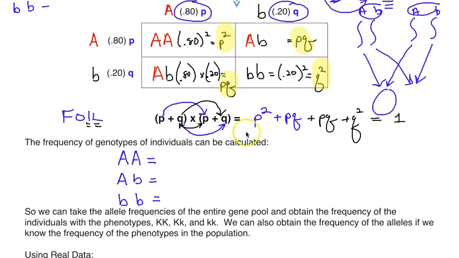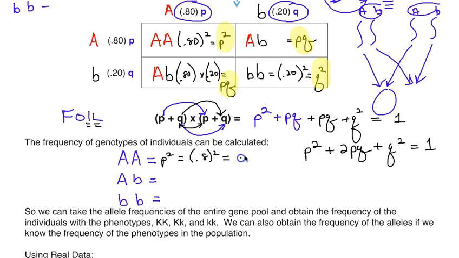Now we can simplify this. Of course, we can add these together. P squared plus 2PQ plus Q squared equals 1. So the frequency of genotypes of individuals, they're going to have a pair. In this case, it's going to be P squared, which we know is 0.8 squared. Put that in your calculator, you get 0.64.